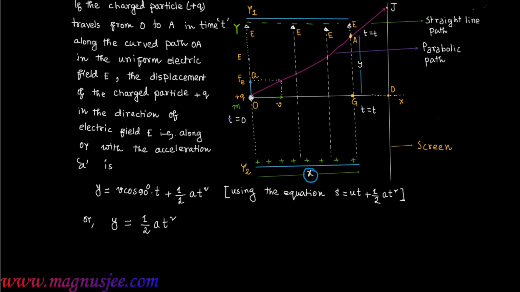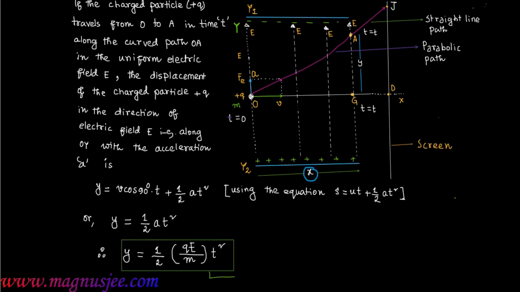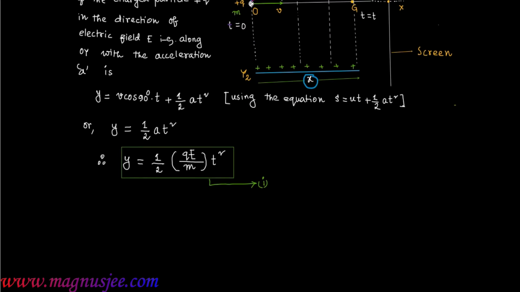Since v cos 90 degree is 0, finally we get y equal to half a t square. But we get the expression of acceleration a as qE by m, so y equal half (qE by m) into t square, equation 1, which is the displacement of the charged particle in the direction of the uniform electric field E, where t is the time taken by the charged particle to complete the curved path OA.